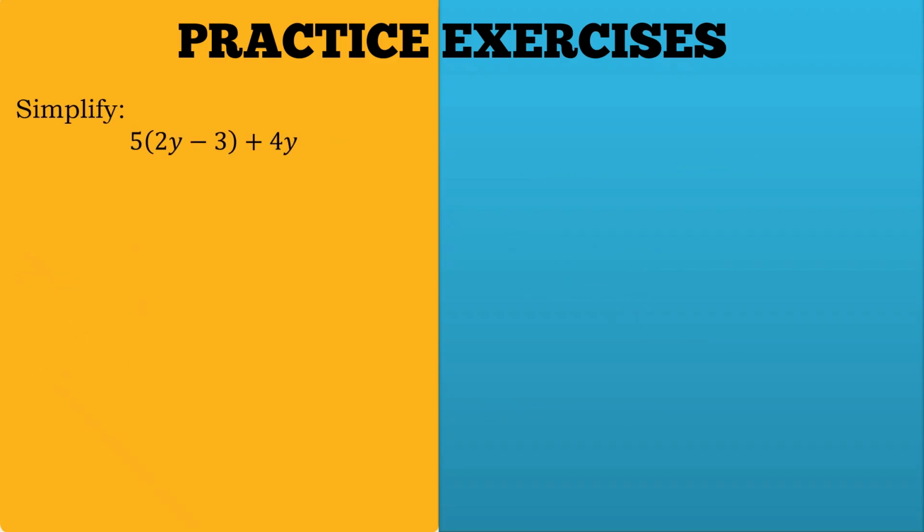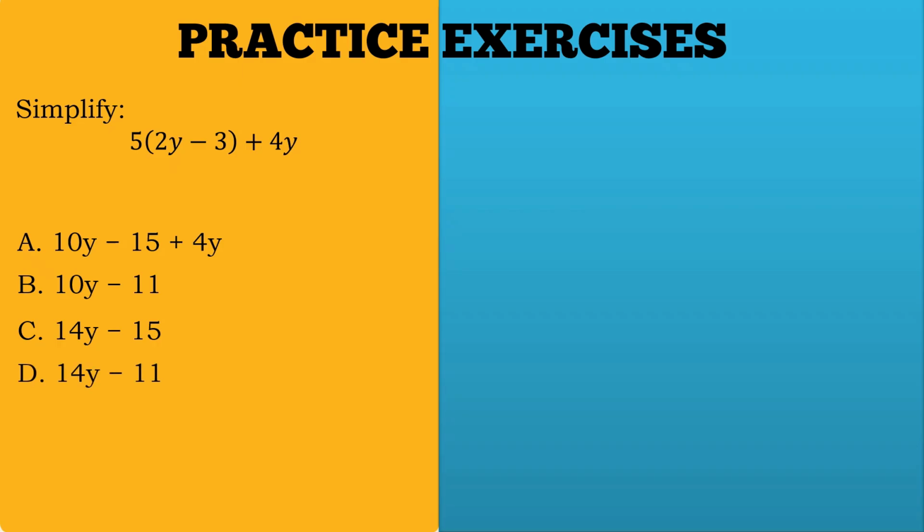Simplify the expression 5 times the quantity of 2y minus 3 plus 4y. A, 10y minus 15 plus 4y. B, 10y minus 11. C, 14y minus 15. D, 14y minus 11. What do you think the answer?